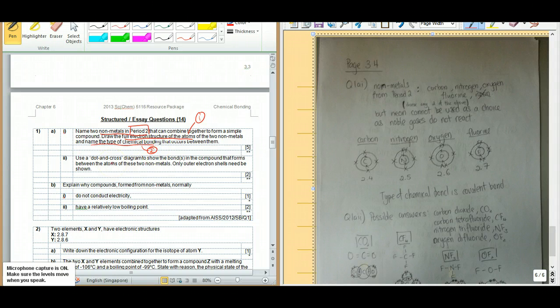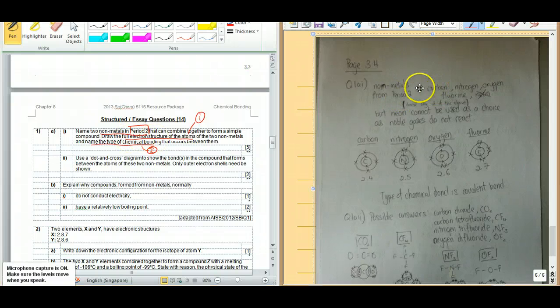So for essay, it's always good to list down what are the things you have to do. Some of the questions are hidden within the statement. So 1a part 1, first up, you talk about two nonmetals. What are your choices? In period 2, your nonmetals are as such. You have carbon, nitrogen, oxygen, fluorine, and neon. However, you must know that neon is a noble gas and it cannot bond. So therefore, the option for neon is out.